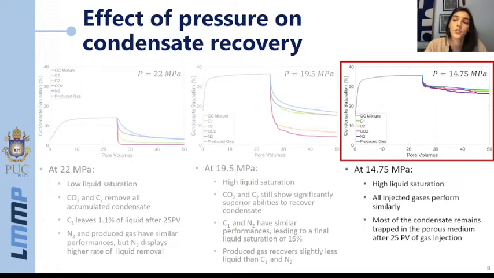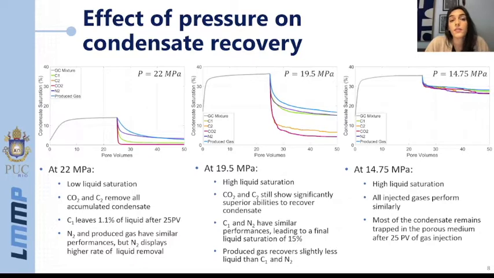And then finally, moving to the lowest tested pressure, we again have a high liquid saturation. And in this case, unlike the previous ones, all injected gases perform similarly. After the 25 pore volumes of gas injection, most of the condensate remains trapped in the porous medium.